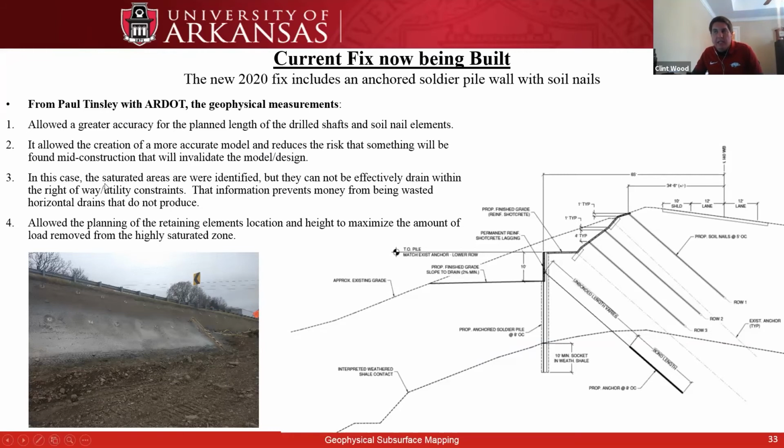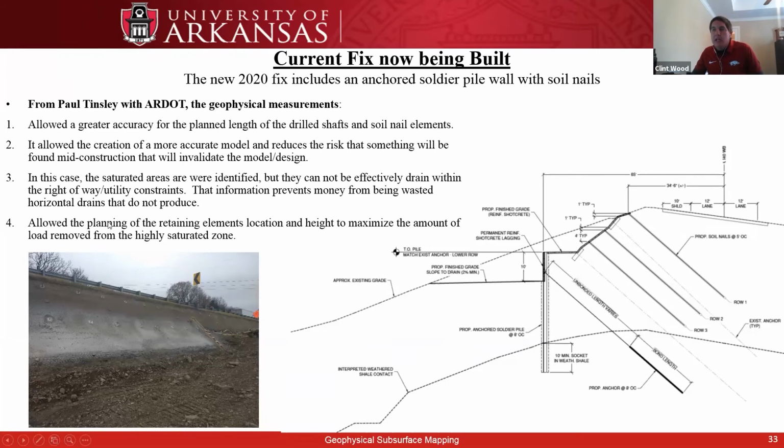In this particular case, the saturated areas were identified, but they cannot be effectively drained within the right-of-way or utility constraints. So what this does is provide information that prevents money from being wasted on horizontal drains that do not produce for the project. So it simply told the designers that we can't drain these areas because we can't daylight our drains. So we weren't going to gain a lot by adding a lot of drains down at the bottom of the slope in this particular case.